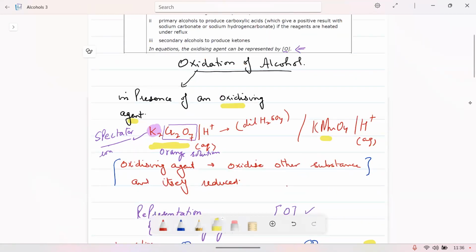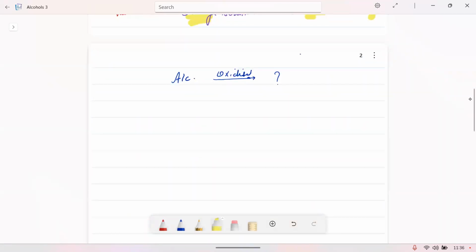Now let's talk about the alcohols. So we are saying alcohols are oxidized. Now the problem is we know that alcohols can be primary alcohol, they can be secondary alcohol, and they can be tertiary alcohol. That is the reason why this reaction is very important. The reason is all three of them behave differently. It's not the same.